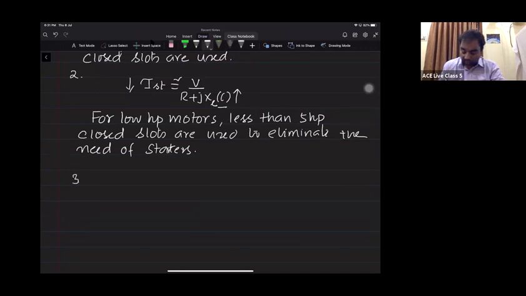But when I'm talking about high HP motors, more than 50 HP, open slots are used. What is the reason for that?